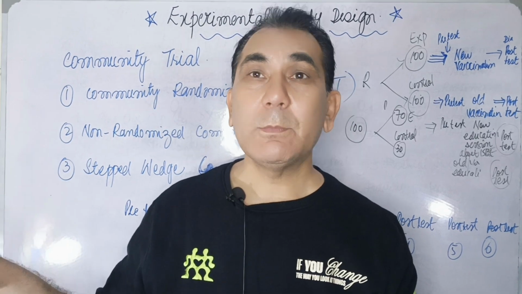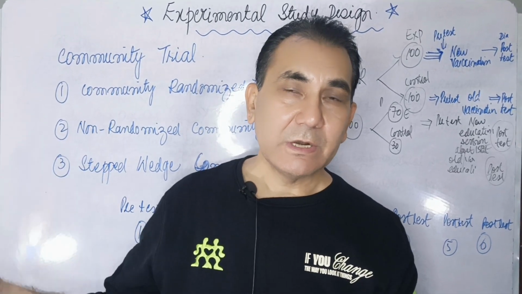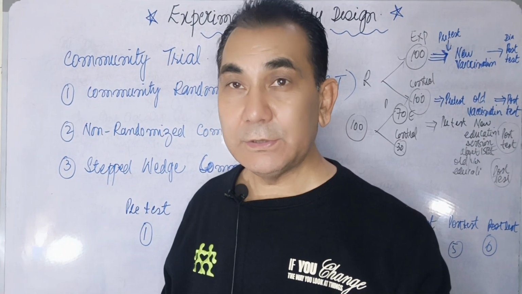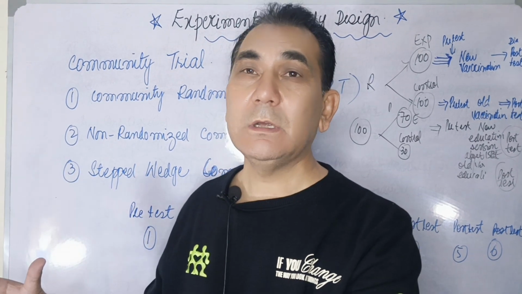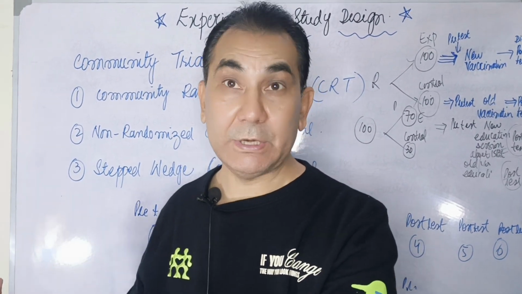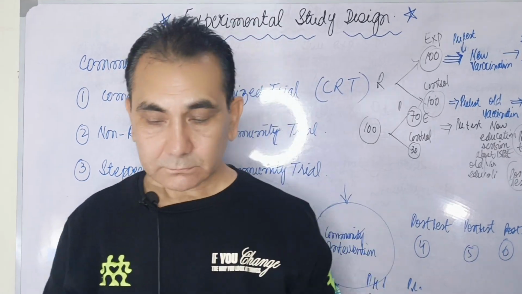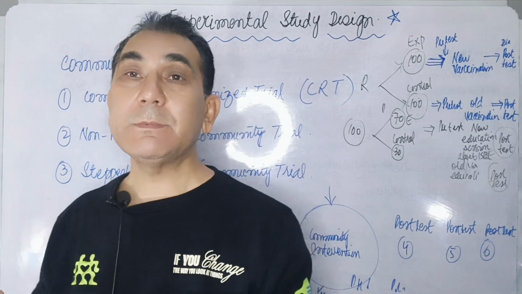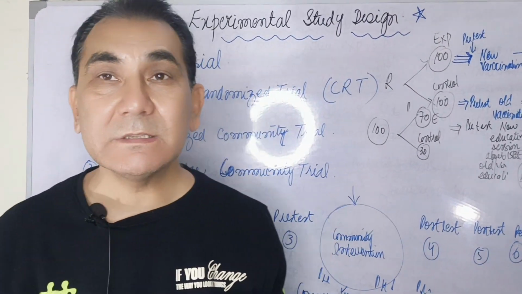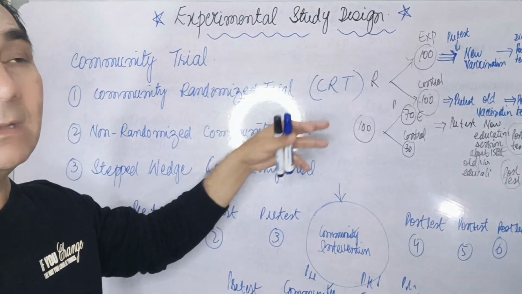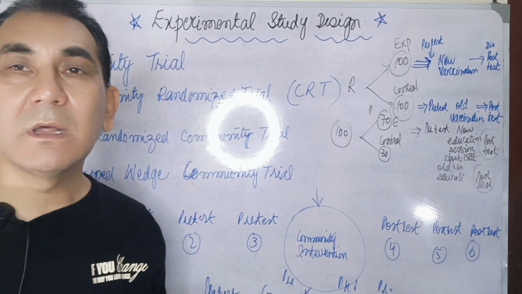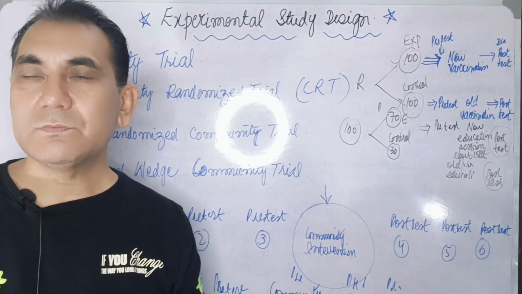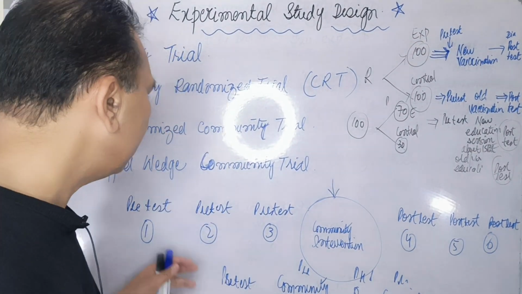Community trial is the third type of the experimental study design, which is conducted mostly in the community setting or in the field setting. It is mostly used in public health or in field epidemiology, where it again has three types. One is the community randomized trial, which is similar to the RCT. The second one is the non-randomized community trial, and the third one is the Stepped Wedge community trial, which was discovered by a public health specialist.